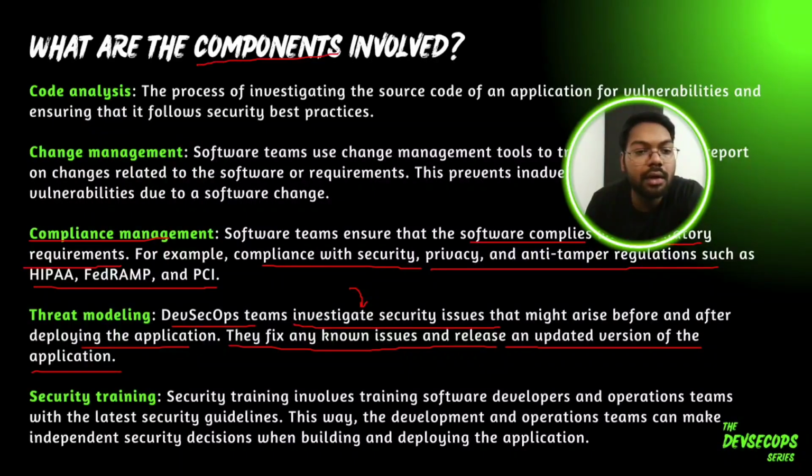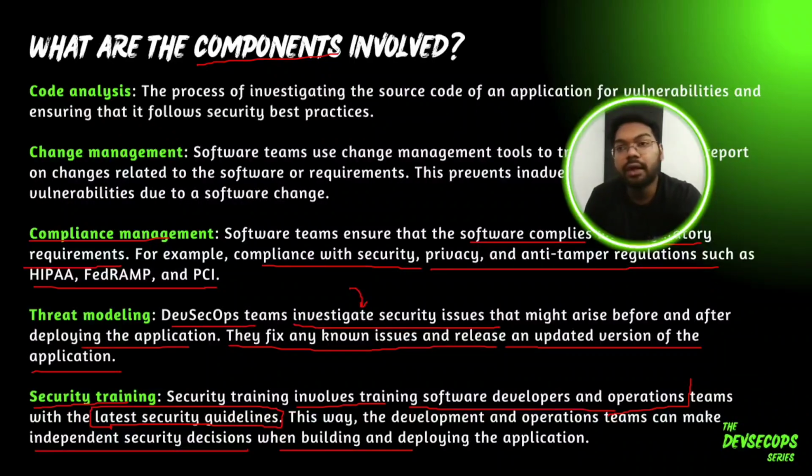And one of the major components of DevSecOps is security training. It involves training software developers mainly, and the operations teams, with the latest security guidelines, so they know this is the way to build or deploy the application. This way, the development and operations teams can make independent security decisions when building and deploying the application. That is the end goal we have to see: not just delivering the software as a secure application, but making everyone aware of the importance of security in your application.